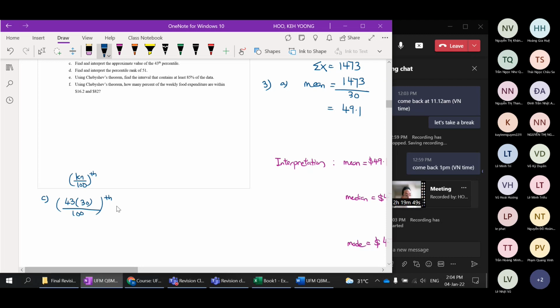So this is to find the location of the 43 percentile in your data set. The location of your percentile in the data set. So the location of the 43 percentile is 12.9. Okay, so we will round off to the nearest integer. So the 43 percentile is located at the 13th value.